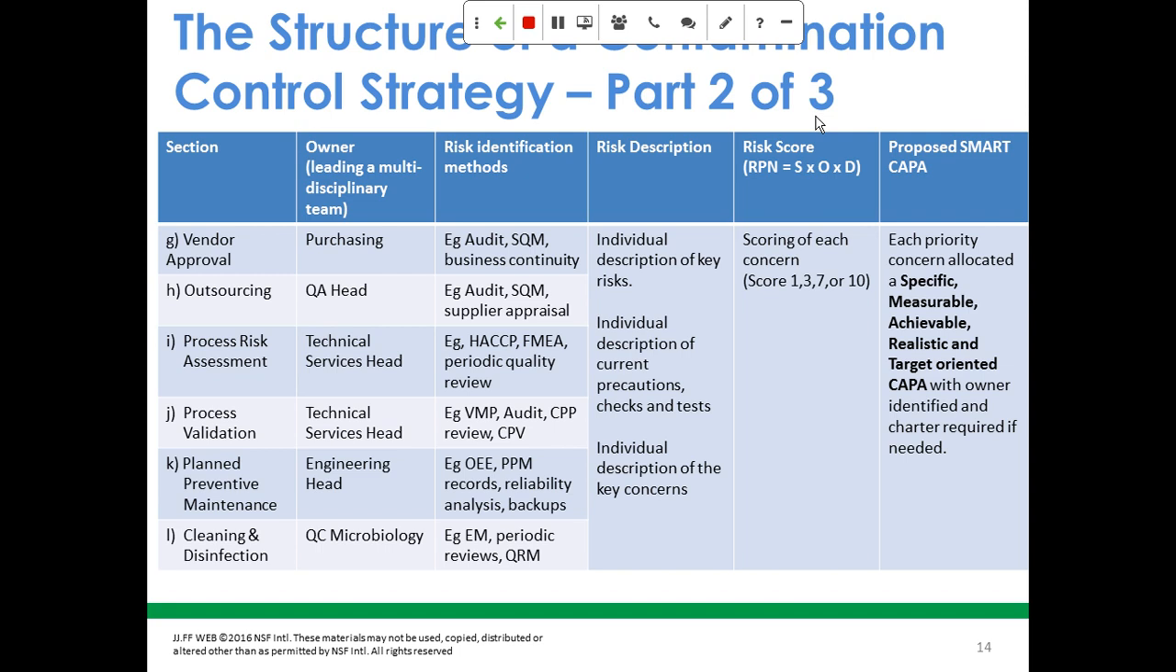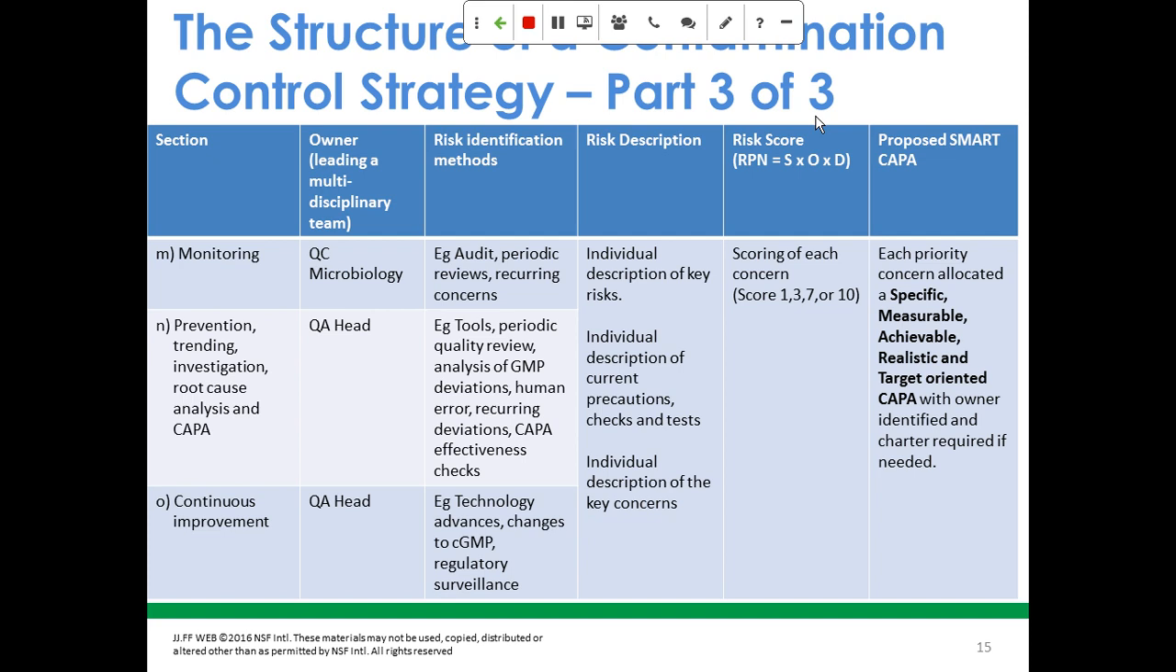Part 2 shows the next set of sections, and obviously following the same process of owner, risk methods, risk description, risk score, and CAPA. You can then codify for each of the sections. Moving on to slide 15, part 3, you can then utilize exactly the same methodology across those key sections.